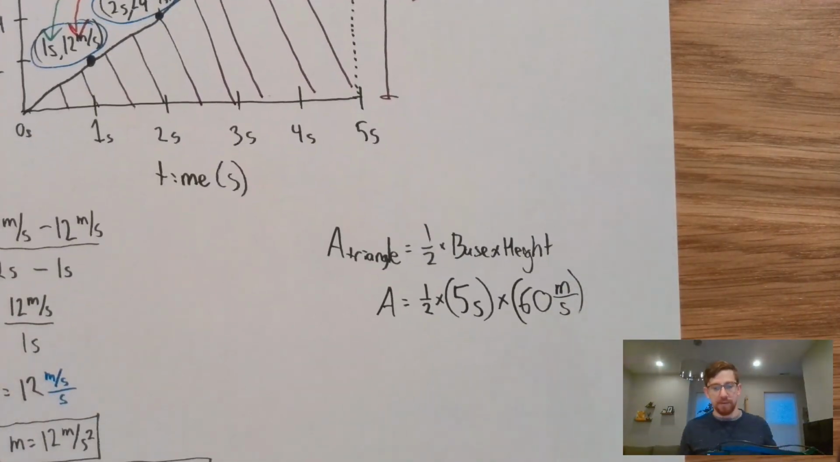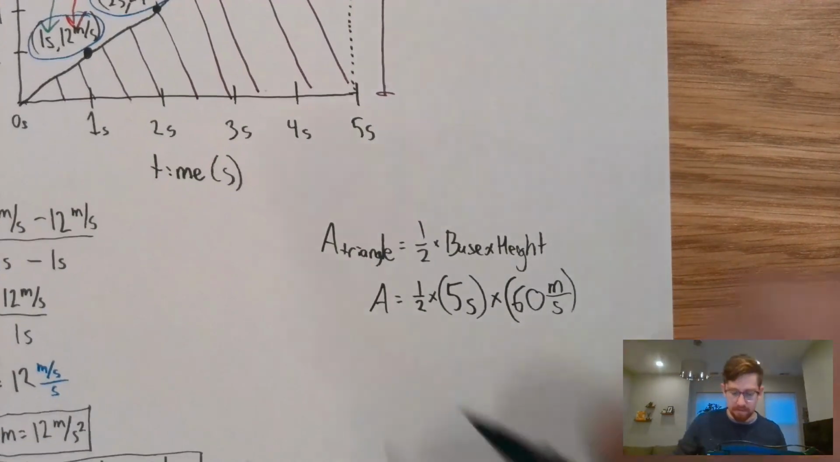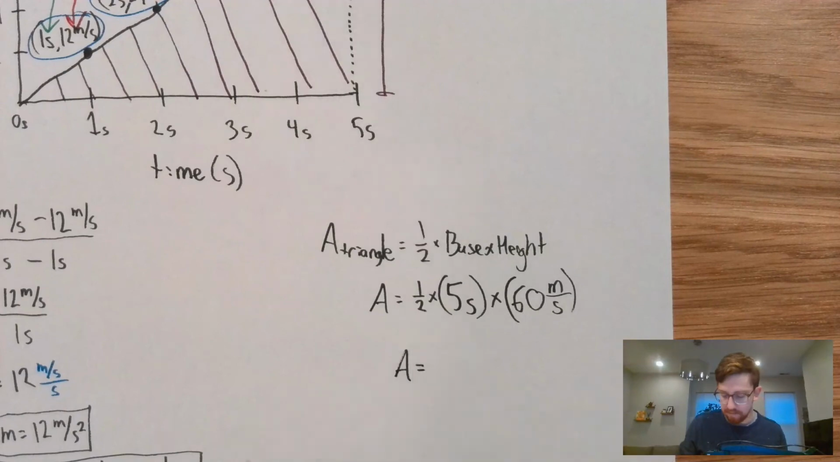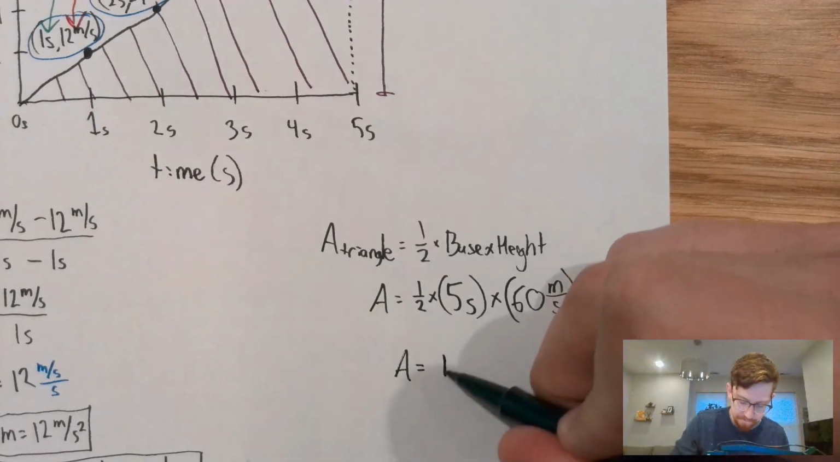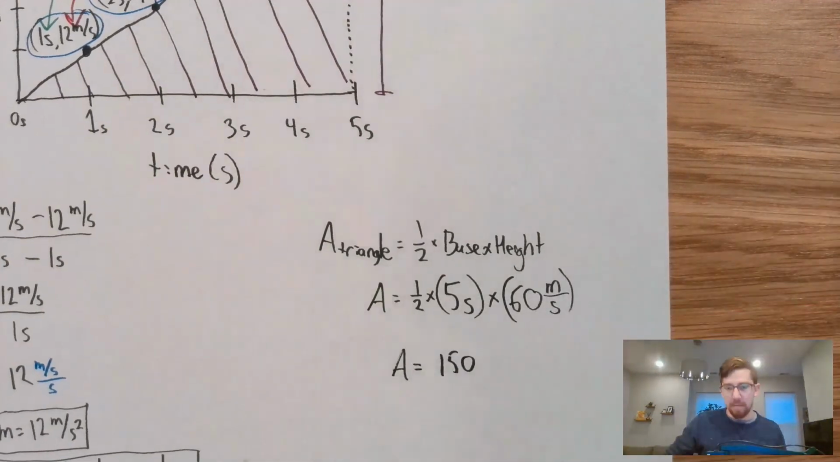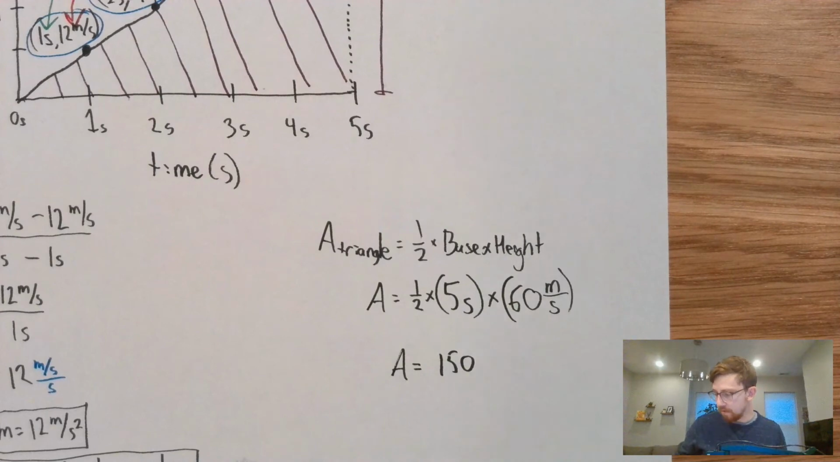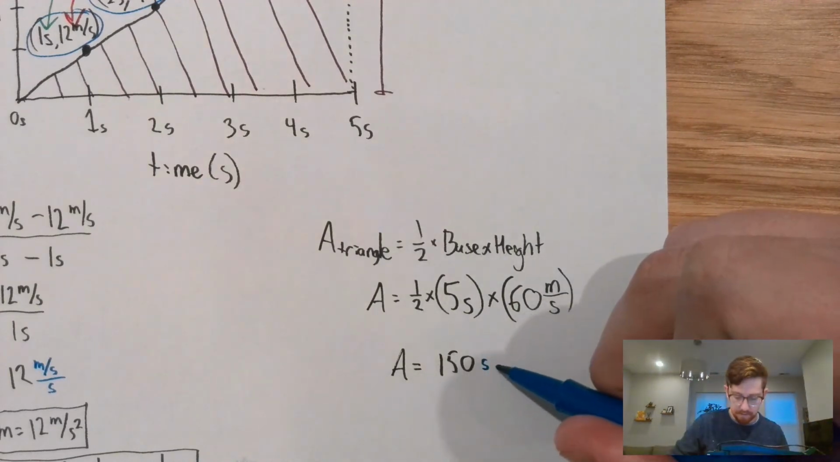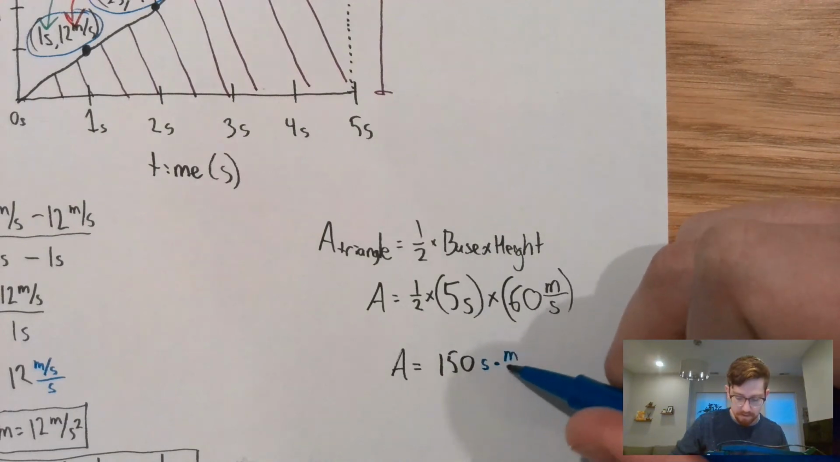I'm going to arrange the meters per second like that. It's the same as doing a slash. Okay, let's pull the numbers together and then we'll look at the units. So it's 1/2 times 5 times 60. I have 150 for that. Yeah, 150. But don't forget about the units. The units are seconds times meters per second.